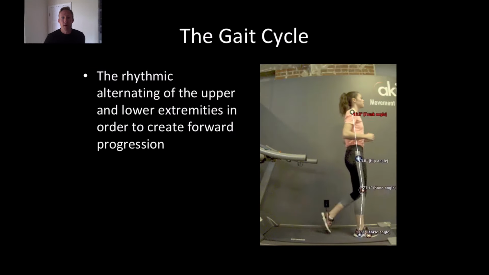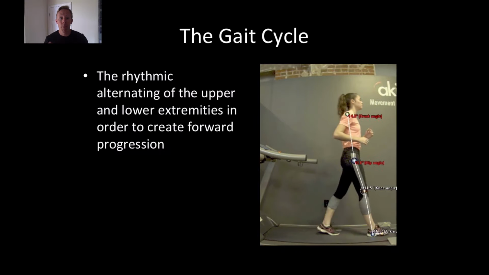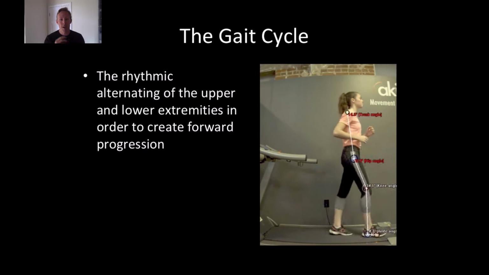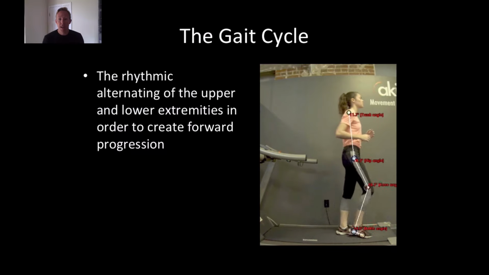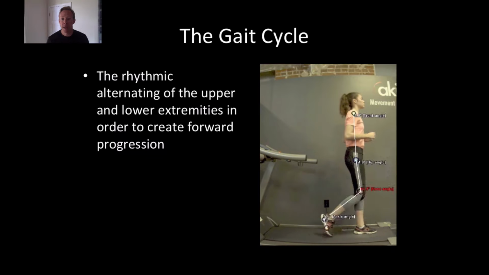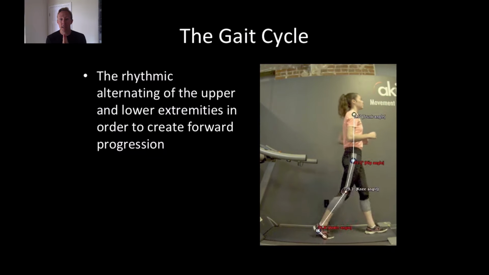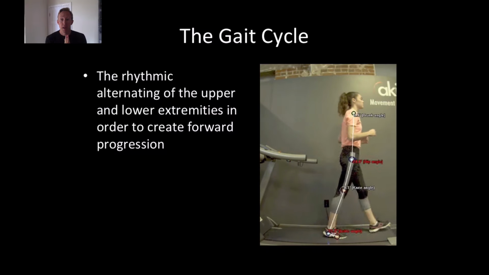When we think about gait, from a definition, it's the rhythmic alternating of the upper extremities and the lower extremities, basically in order to create forward progression. That's the whole goal, is movement. So gait helps us move forward. And here's a biomechanics video that I shot back at a clinic I used to own. This is how we'll usually analyze gait, from this side view, because gait mostly occurs in the sagittal plane, that forward and back plane. So it has these flexion and extension movements.